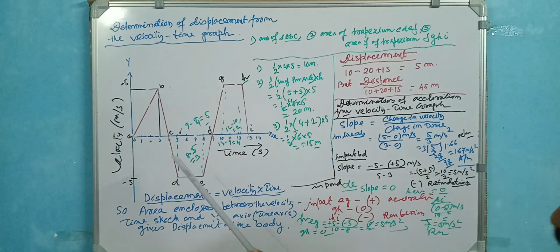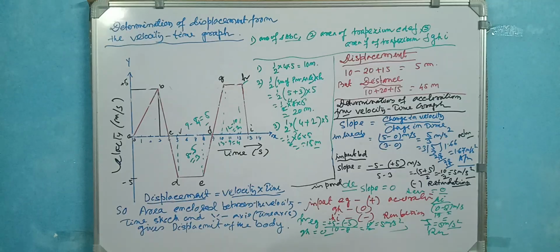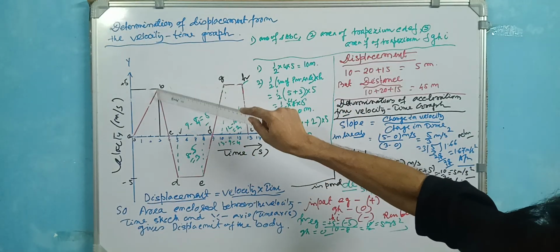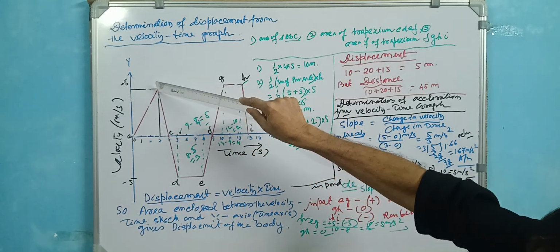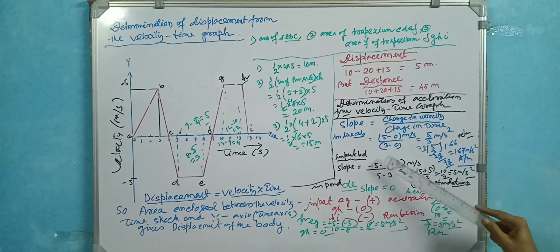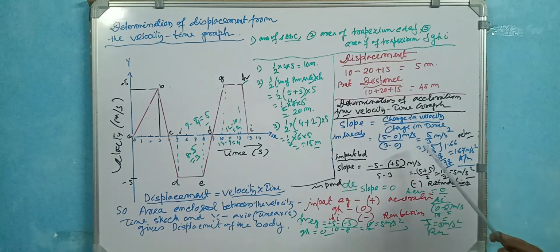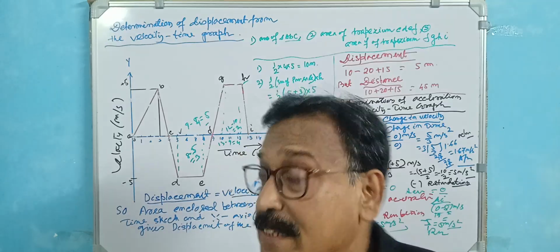And what is the time? The time during this is, here is the point, this point. What is this? This is 3. From this to this, in that position, 3 seconds. So 3 minus 0. So 5 by 3. This is meter per second square, the acceleration. You just divide. This is 1.66, approximately 1.67 meter per second square is the acceleration.